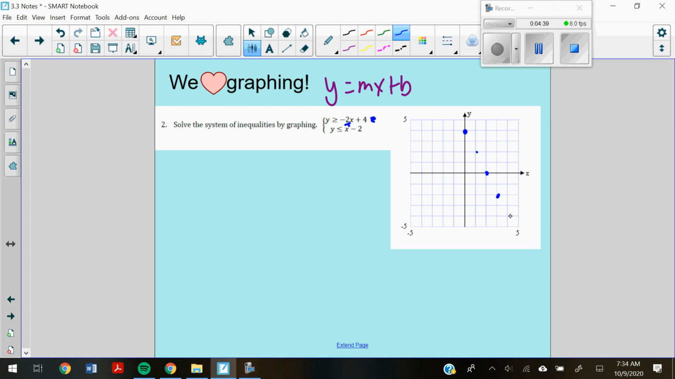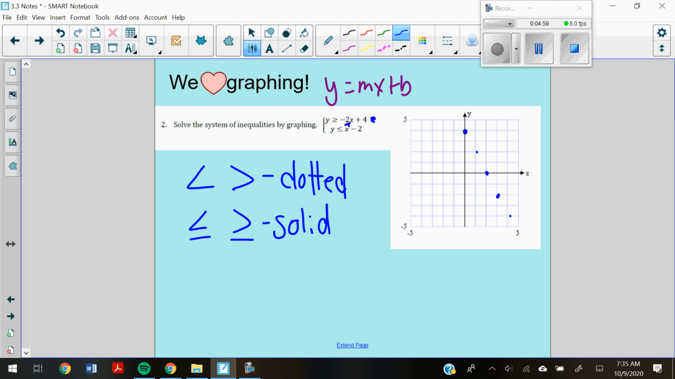All right, so when we talked about inequalities before, we talked about solid and dotted lines. If you don't remember these, you might want to jot this down in your notes. If you have ones that are not equal, this is dotted. And if you have equals to bars, these are solid. Okay, so if I look, my top one has an equals to bar in my inequality, so I'm going to make this a solid line.